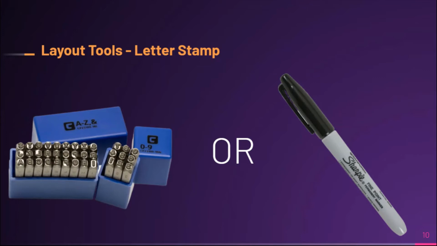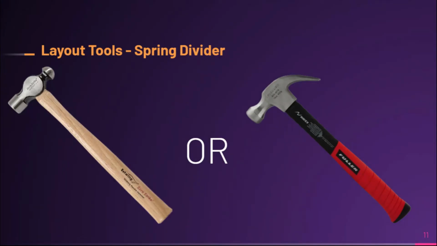You could use a marker if you really want to be able to identify your T-slot cleaner, but this does not look nearly as good and it'll be easily washed away. As I mentioned, you'll need a hammer. Any kind of hammer with a flat side will work to hit the head of the stamp.